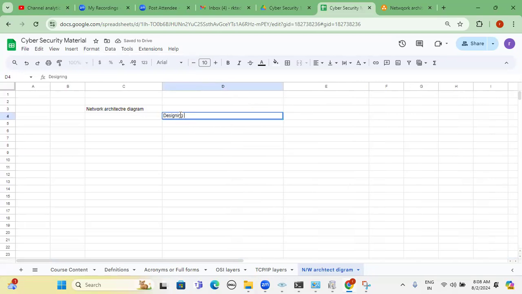Designing of all the organization's security solution in a diagrammatic or pictorial representation is called a network architecture diagram.